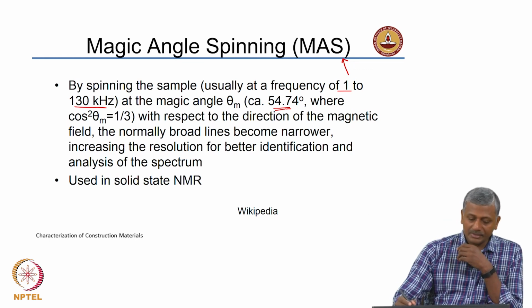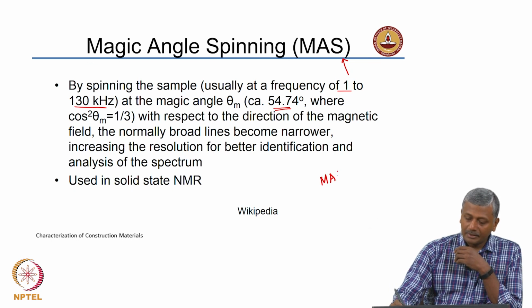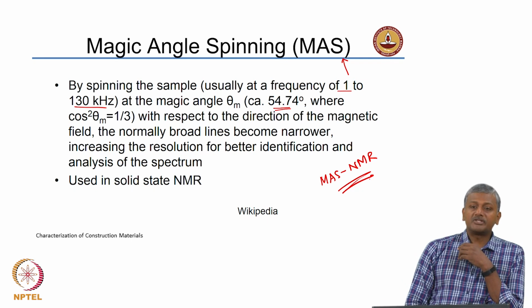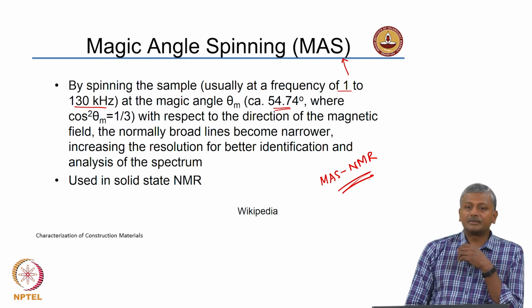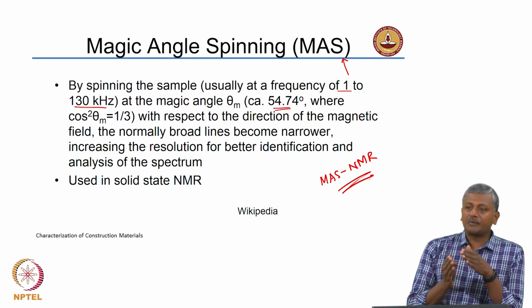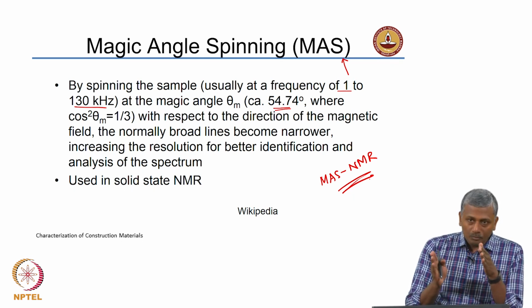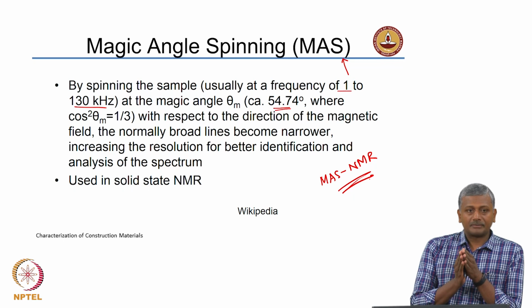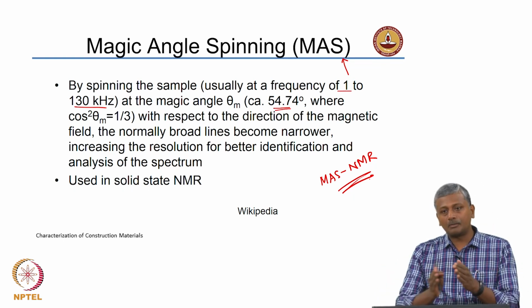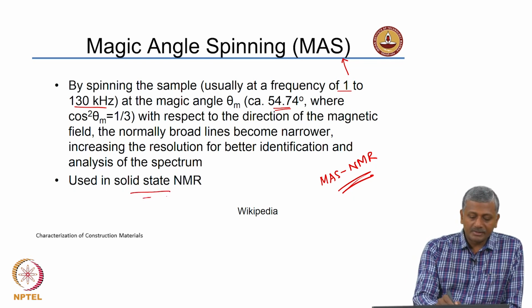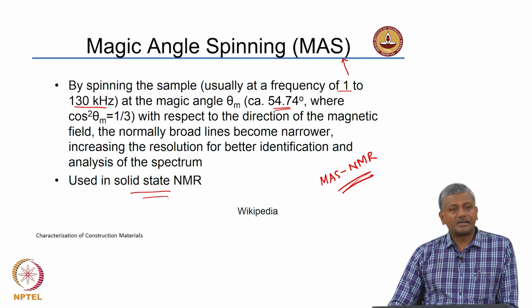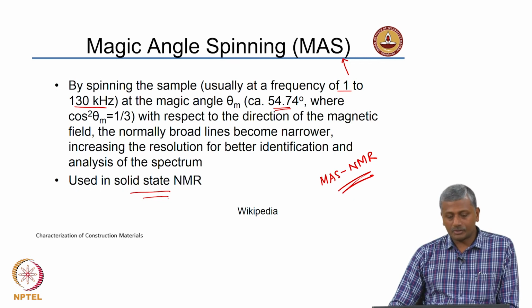Okay. So in many cases you will actually see magic angle spinning NMR being done. All we are trying to do is make these frequency transitions more precise. Instead of having a broad signal we are getting a more precise signal in magic angle spinning NMR. We use this significantly in solid state nuclear magnetic resonance spectroscopy.